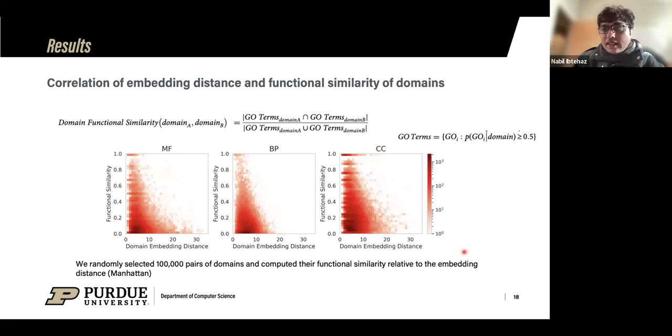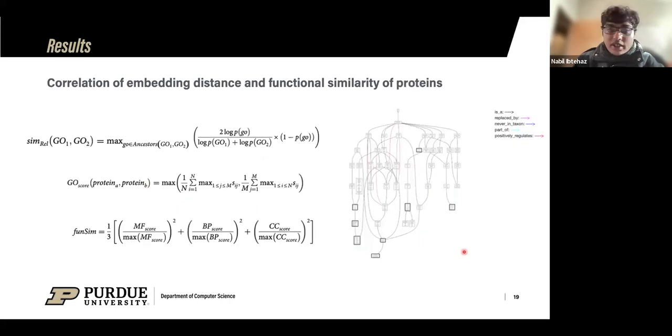Although we have validated that the domain representations are functionally aware, we can't directly say that for the protein embeddings, because for protein embeddings, it's kind of an average of multiple domain embeddings. Therefore, in order to assess that, we repeated the same experiment for proteins. So we will have random pairs of proteins. We will compute their functional similarity and observe how that changes with their embedding distance.